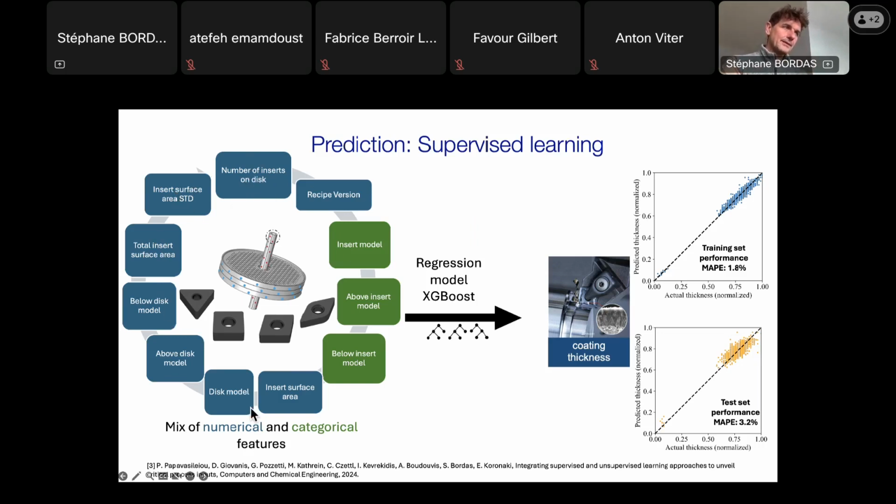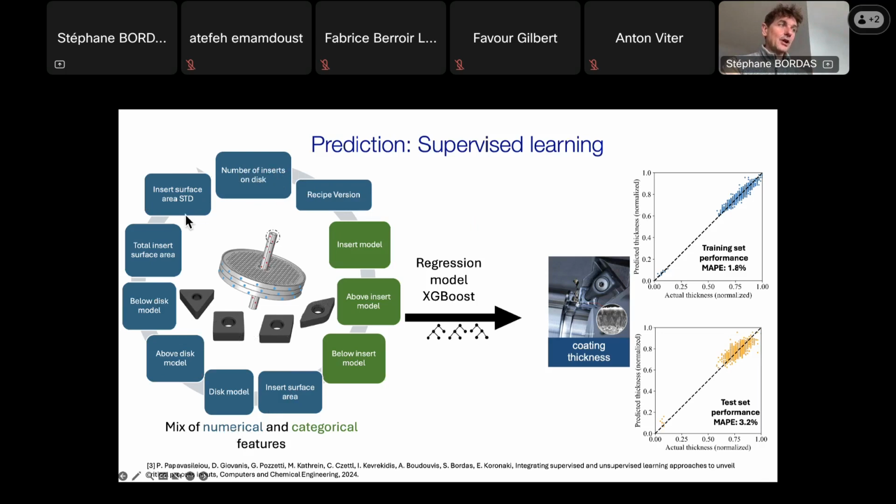So all around here, you have these parameters. These parameters are sometimes quantitative, meaning numerical, and sometimes they are categorical. So the numerical ones are of that color, and they are the most numerous. You can see them here. For example, a numerical parameter would be number of inserts on disks. That means number of these little things that are here. How many do you have?